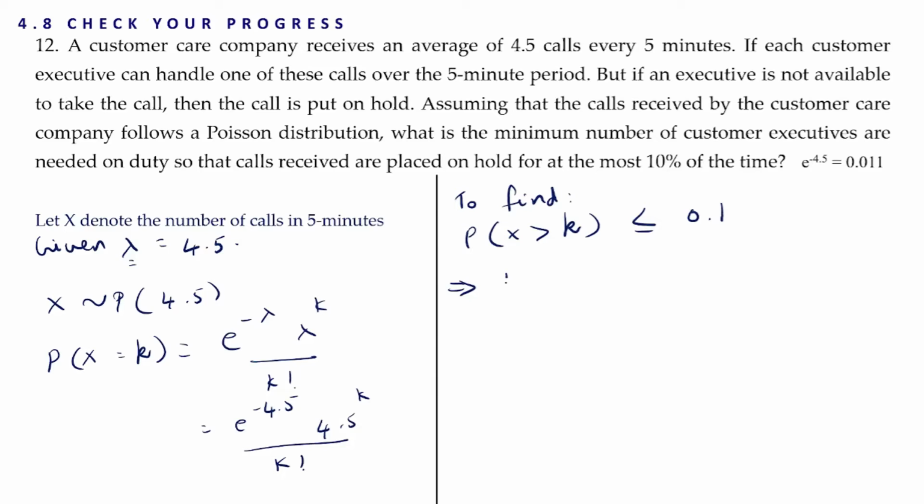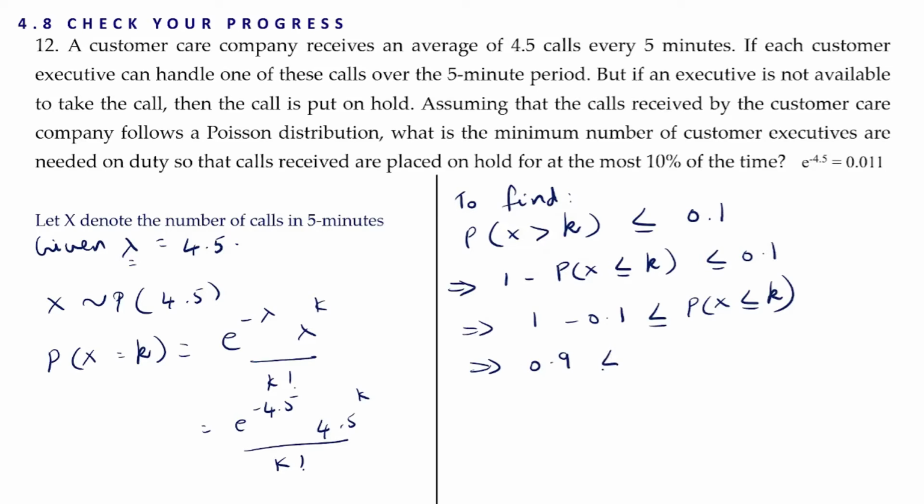So the probability of X greater than k is nothing but 1 minus the probability of X less than or equal to k. It is less than or equal to 0.1, or 1 minus 0.1 is less than or equal to the probability of X less than or equal to k. So from this we get that the probability of X less than or equal to k should be greater than or equal to 0.9. So we need to find the value of k such that the probability of X less than or equal to k is greater than or equal to 0.9.